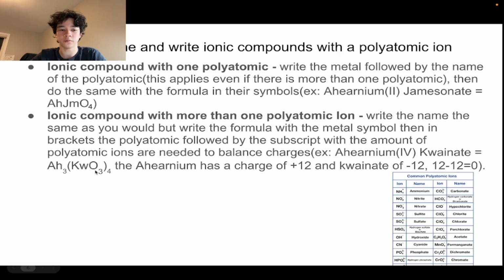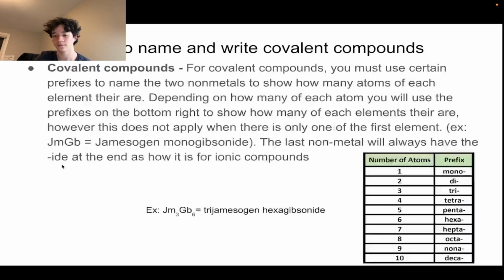I want to say quinium has a charge of plus 3. Sorry, quinite has a charge of minus 3, and since there's 4 of them, 3 times 4, that's 12. Sorry, minus 12, and then we have 12 minus 12 equals 0. So these two are happy.